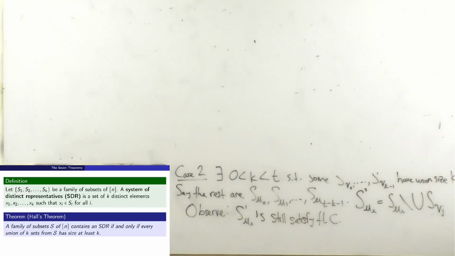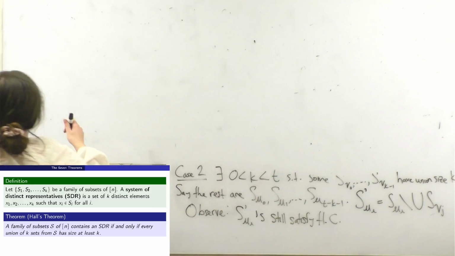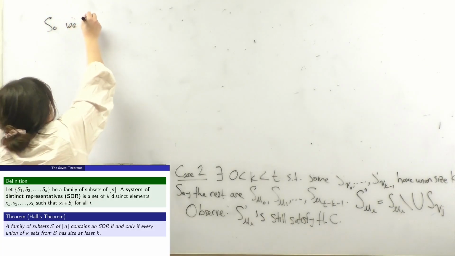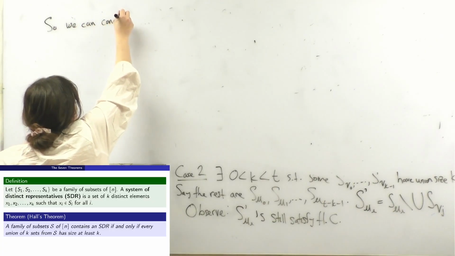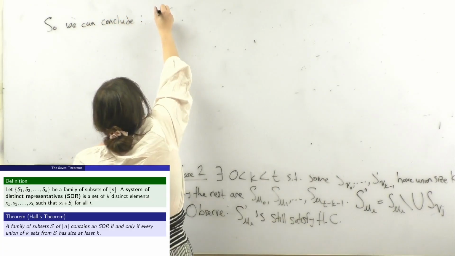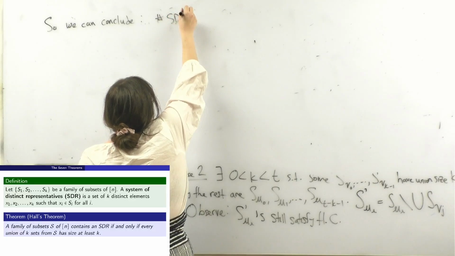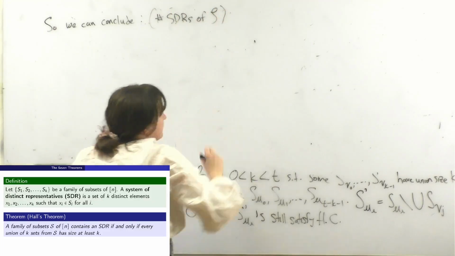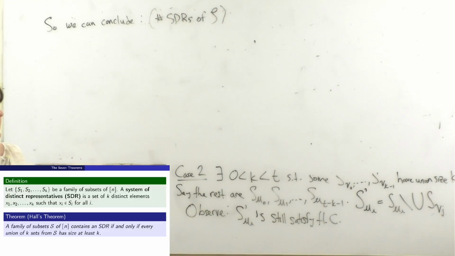Okay, so what's the important thing that we get as an upshot there? We can conclude two things. The number of SDRs of my whole original set S that I've now broken up as these S nus and these S mu primes.